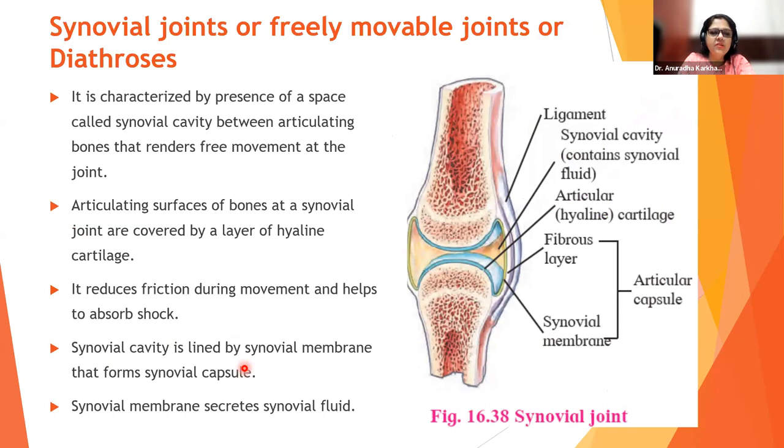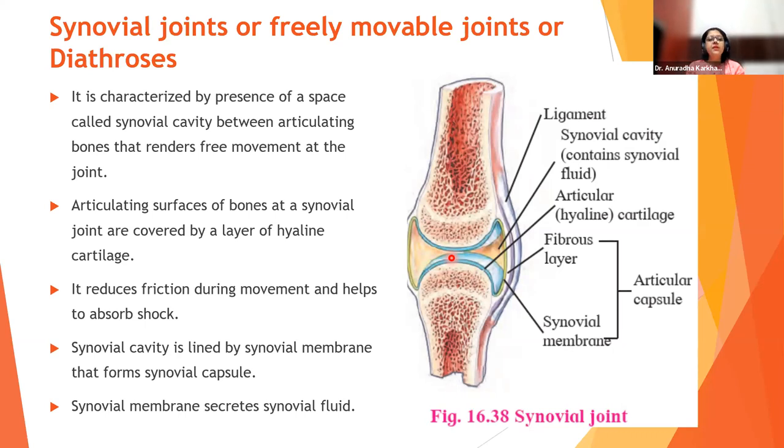Synovial joints, or freely movable joints, or diarthrosis, as we call them, are characterized by the presence of a space called the synovial cavity between articulating bones that renders free movement at the joint. Here you can see two bones, the upper one and the lower one, and between the two articulating bones there is a space. This space is called the synovial cavity. And because of this space between the two bones, the movement is free.